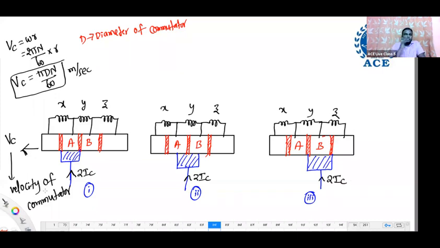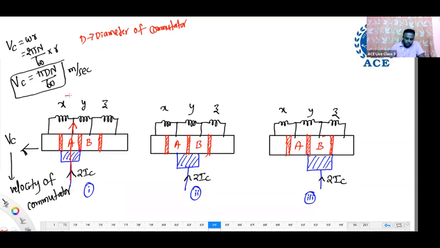The commutator is not stationary. It is moving continuously. At one instant, the brush is in complete contact with segment A. At that time, the total current will enter into the brush and then segment A. Here the current divides equally because every coil has the same number of turns.